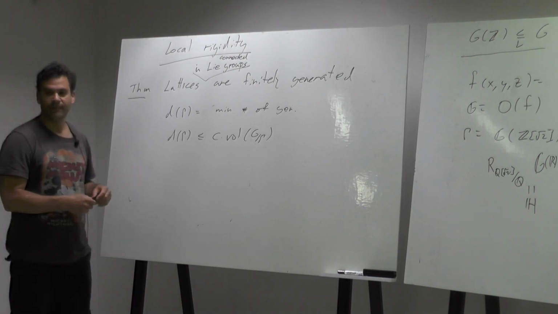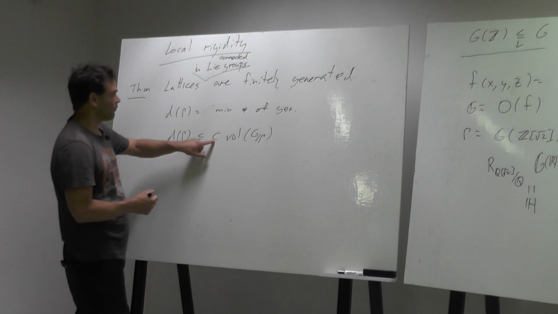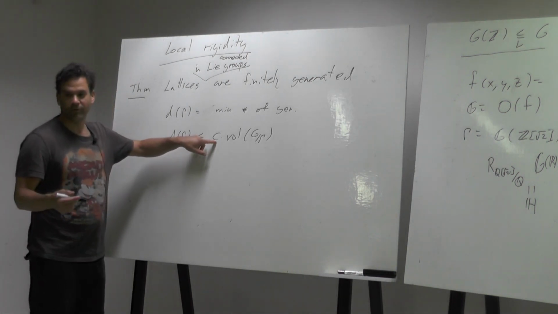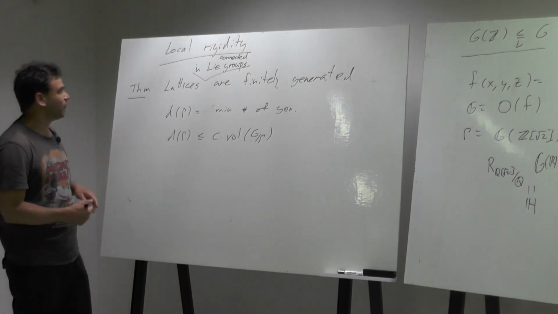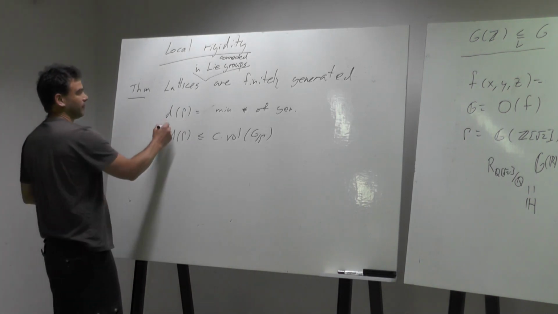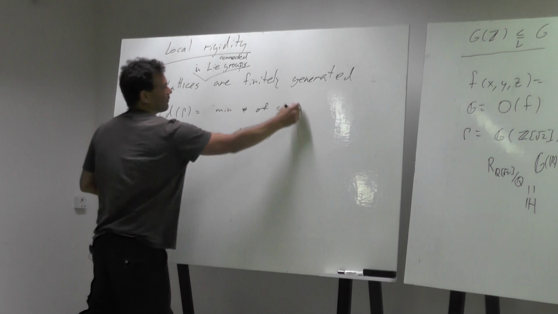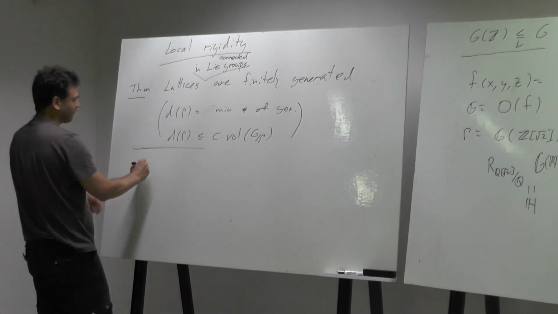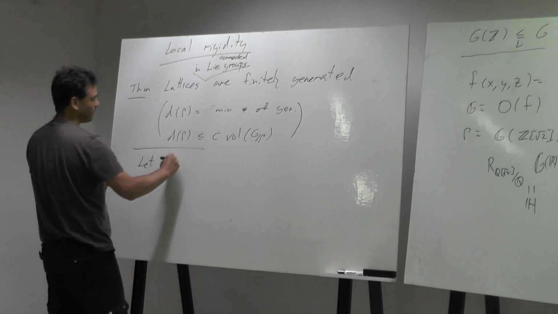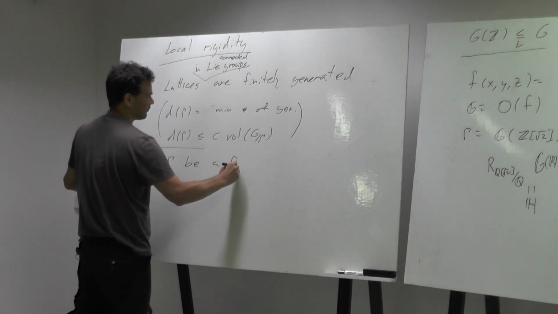C is some constant depending on G. You can normalize the Haar measure such that it's 1. But anyhow, this is a remark. But lattices are finitely generated. So let's forget that the group is a lattice for a moment, and let gamma be a finitely generated group.